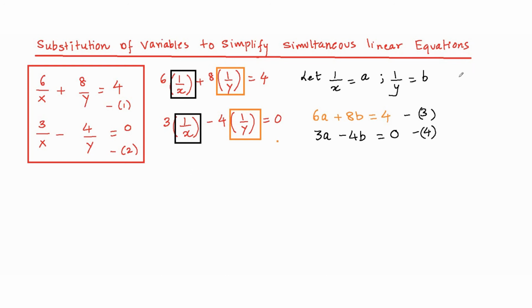A and b, therefore, let us label them as my temporary variables. Okay, these are not my original variables. These are just temporary variables. And now let's solve for a and b.